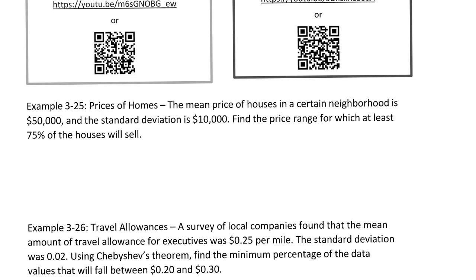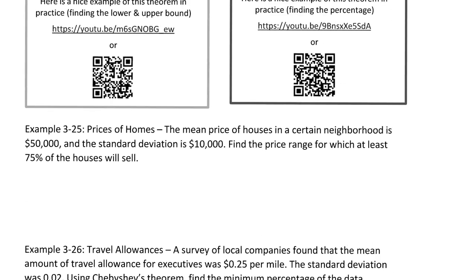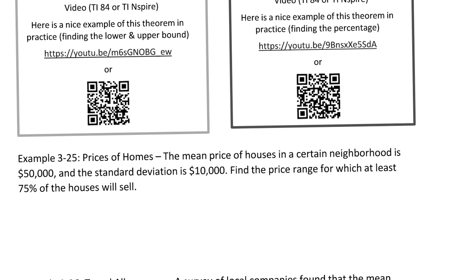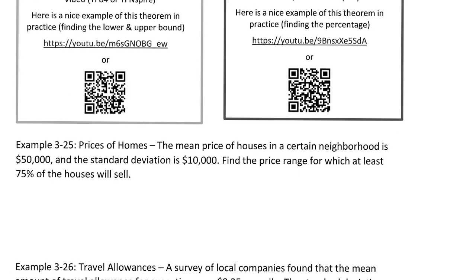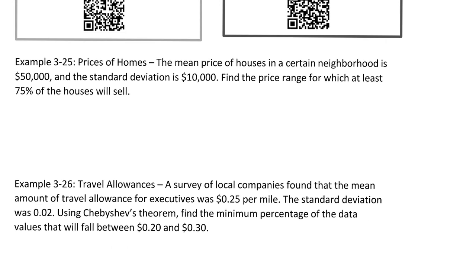All right, so let's try another one. It looks like if you have extra time, there is a nice example of this theorem in practice, finding the lower and upper bound. And it looks like there are some things you can do with your calculator as well. So let's try the price of homes. The average price of houses in a certain neighborhood is $50,000. The standard deviation is $10,000. Find the price range for which at least 75% of the houses will sell.